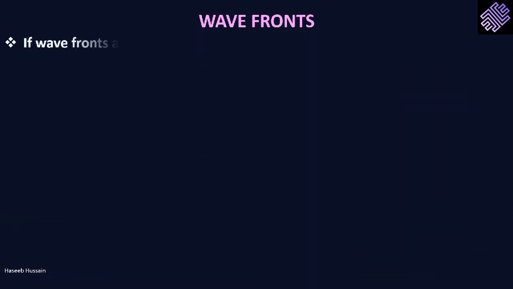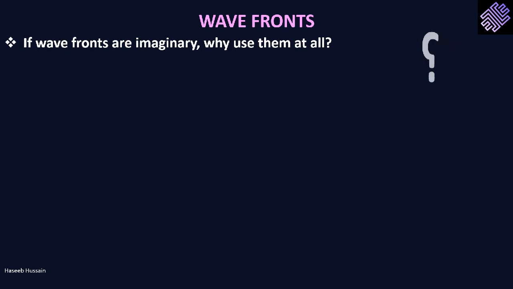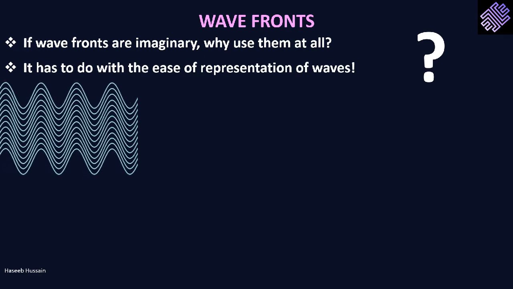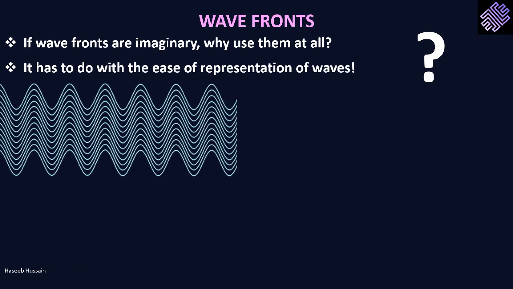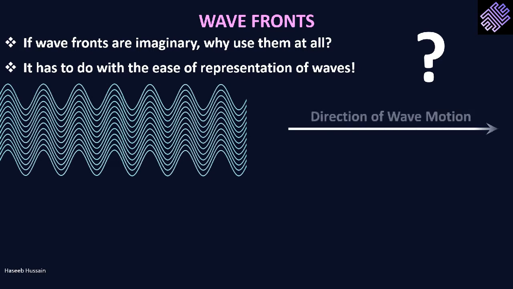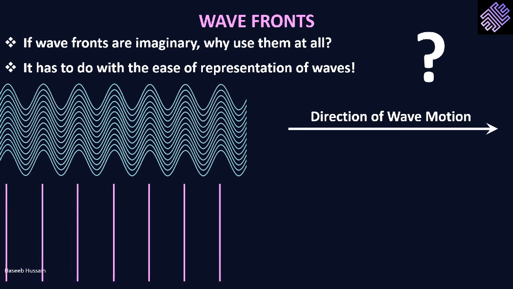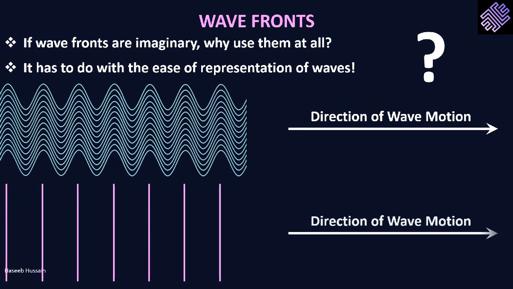If wavefronts are imaginary, why use them at all? It has to do with the ease with which we can represent the waves. Consider multiple waves traveling from left to right. It might be difficult to represent them visually perfectly. Now consider the case in which we can represent the wave motion by straight lines moving from left to right.